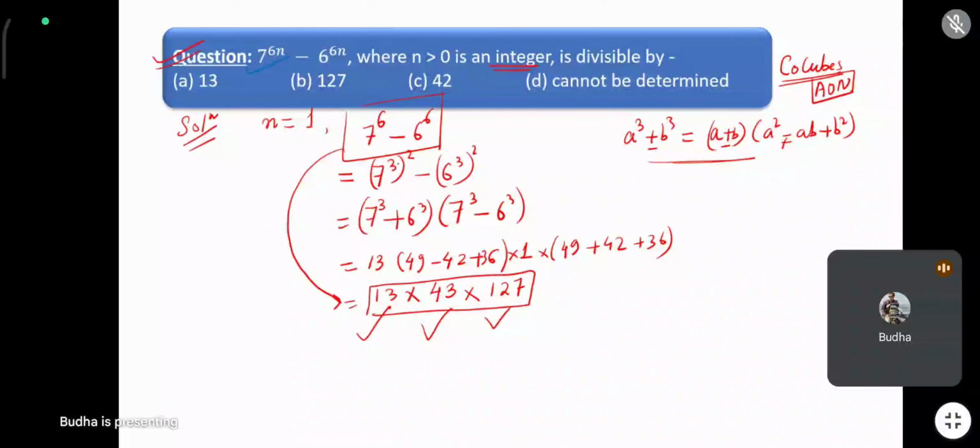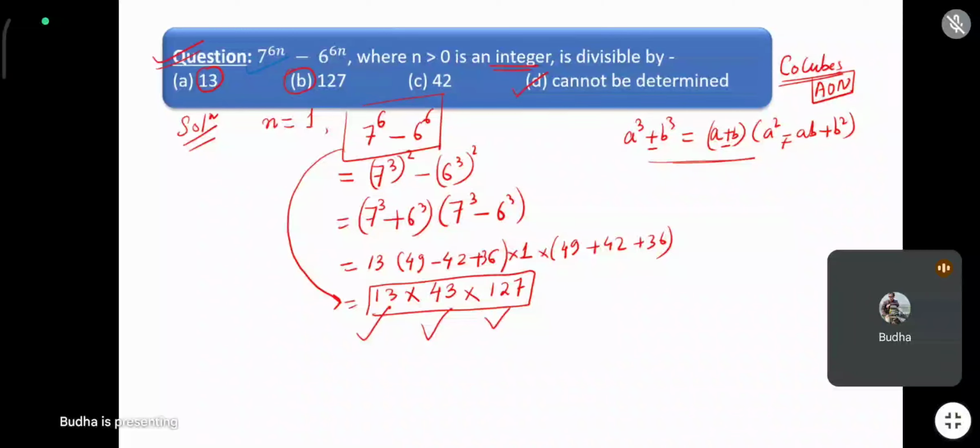Now since 43 is not there in the option, I may check for 13 as the answer or I may check 127 as the answer. But the problem is in the options you have 13 as well as 127 both. Now what will we do? So the answer will be cannot be determined. Why cannot be determined? I cannot tick either 13 or 127.